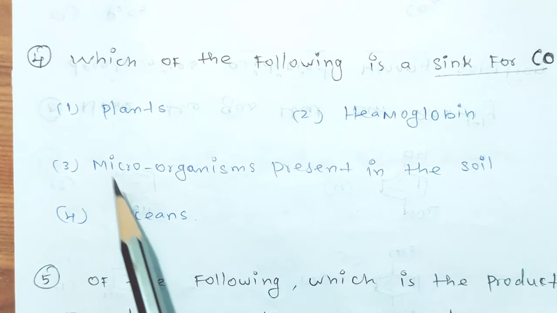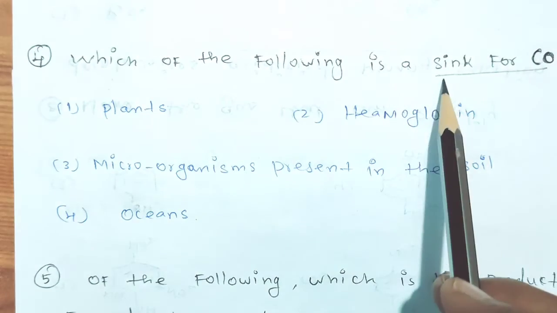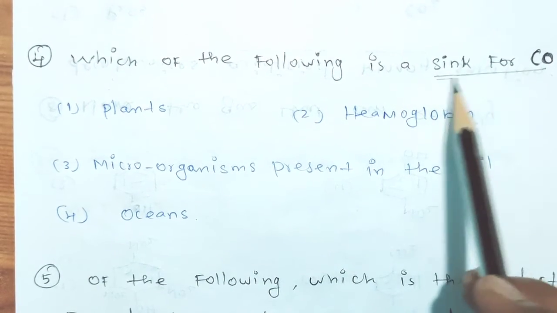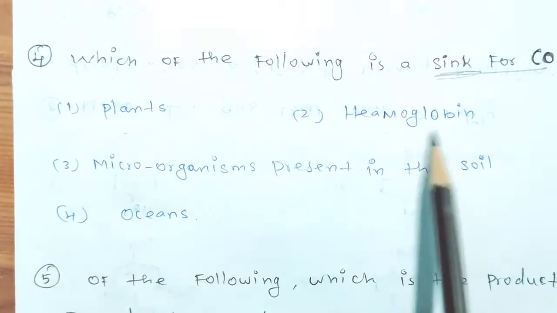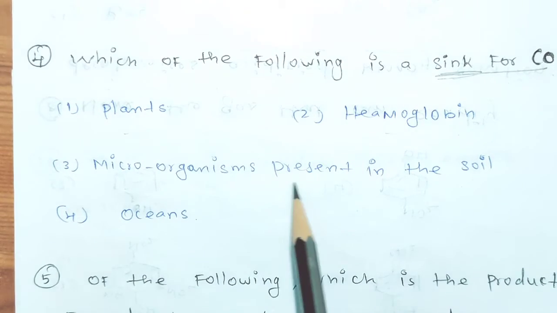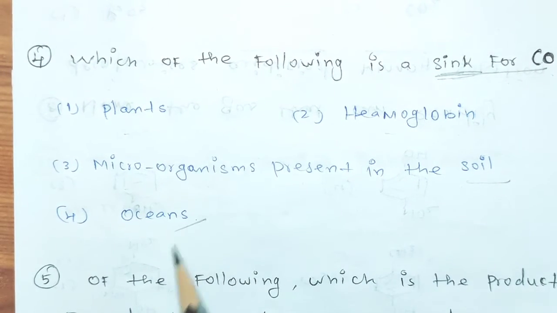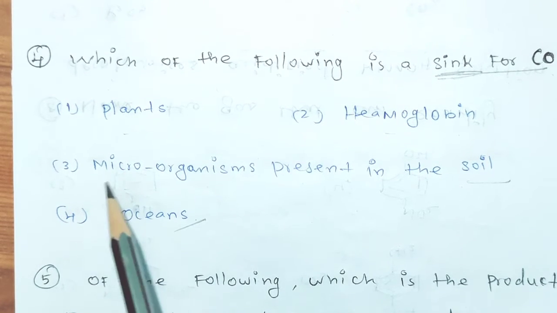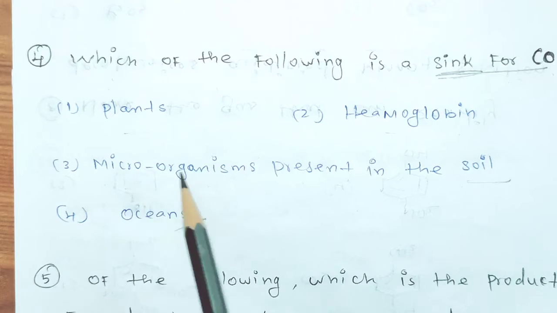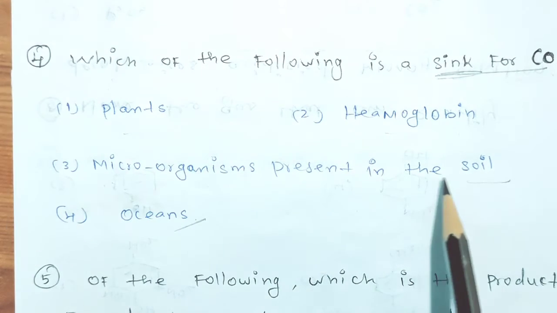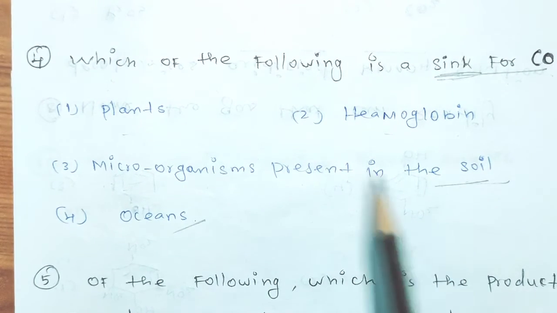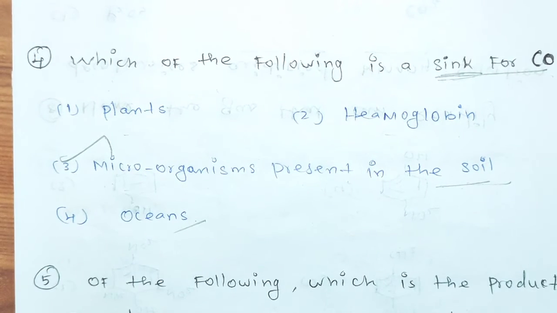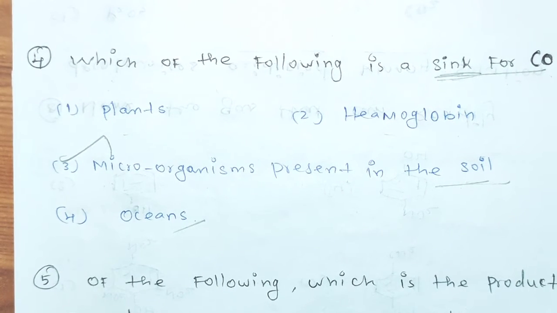Now the fourth question: which of the following is a sink for CO? The options are plants, hemoglobin, and microorganisms present in the soil and oceans. Four options are present, and among them the third one is right. Microorganisms present in the soil are a sink for CO. So the third option is right. This is a general question of chemistry.